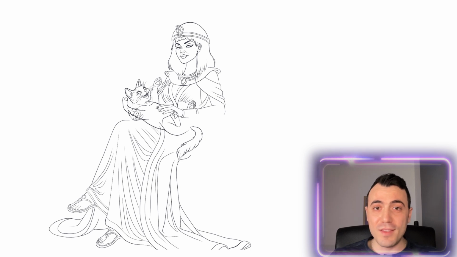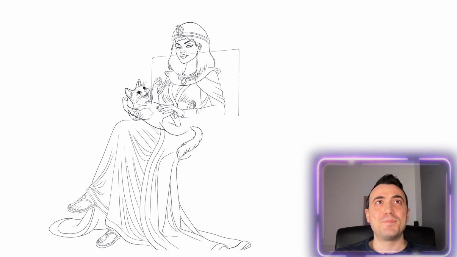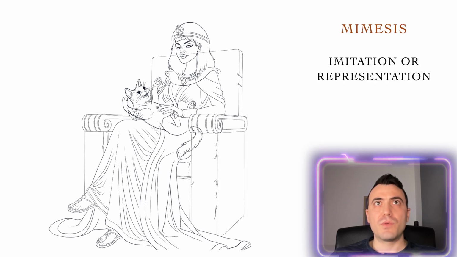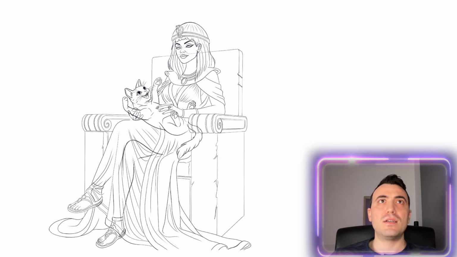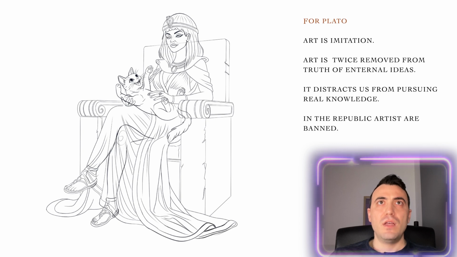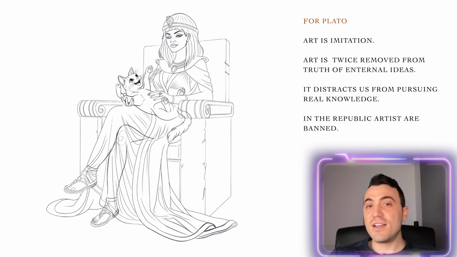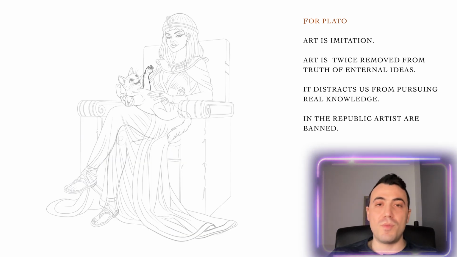So, art, how do we implement this in art? Both philosophers speak about mimesis in ancient Greek, which basically means imitation or representation. For Plato, art is imitation, and he's not a really big fan of art. The physical world, as we said, is already a copy of this world of ideas, and painting or drawing is just a copy of that copy.